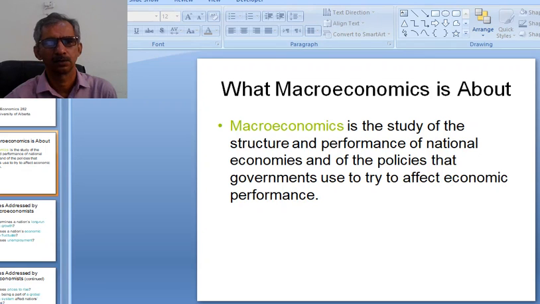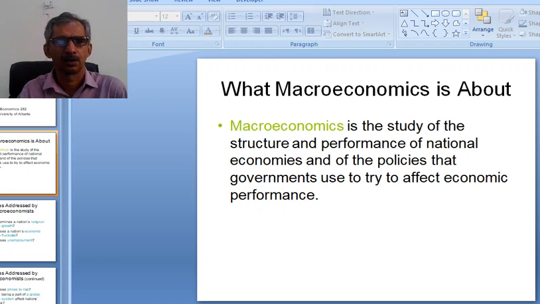Discuss with you about the subject, the principles of macroeconomics. Now I'm discussing the introduction of macroeconomics. The students are aware that economics is divided into two parts: one is microeconomics and another is macroeconomics.